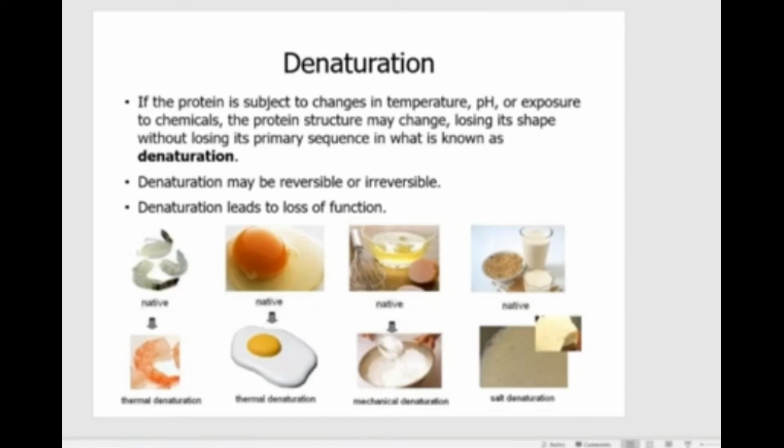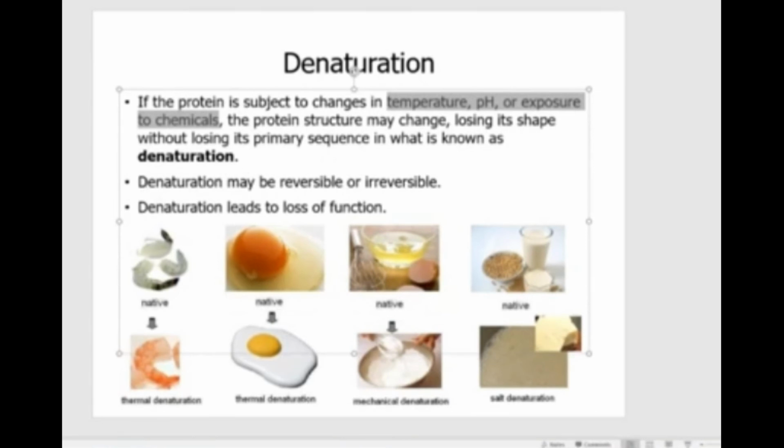Proteins can be damaged. Once the structure is altered, their functions will be altered. So what is denaturation? If a protein is subject to changes in temperature, pH, or exposure to some other chemicals, then the protein structure may change. They probably lose their shape and lose their functions. That process is called denaturation, right? They're losing their nature, their structure, their function.